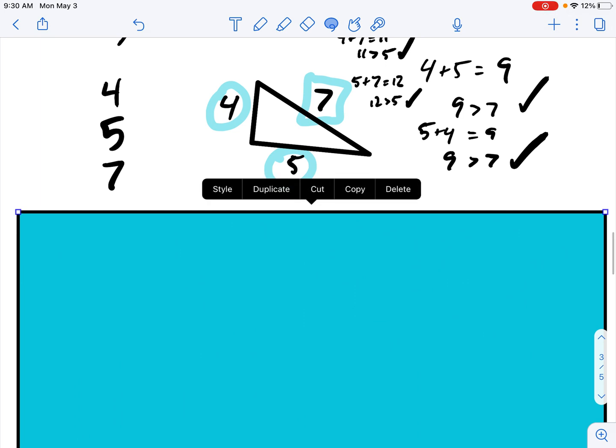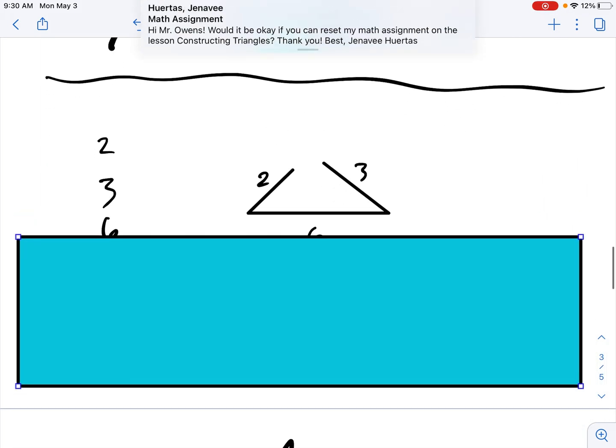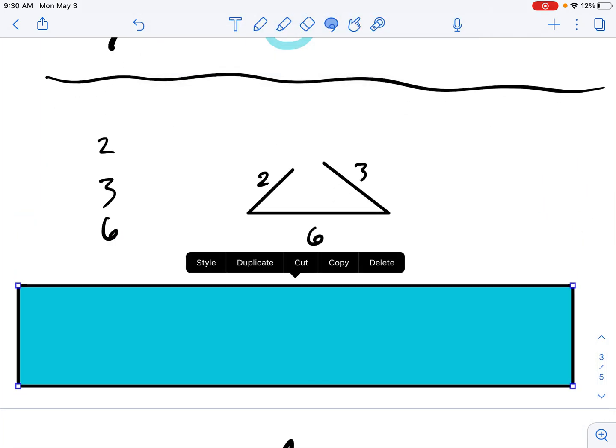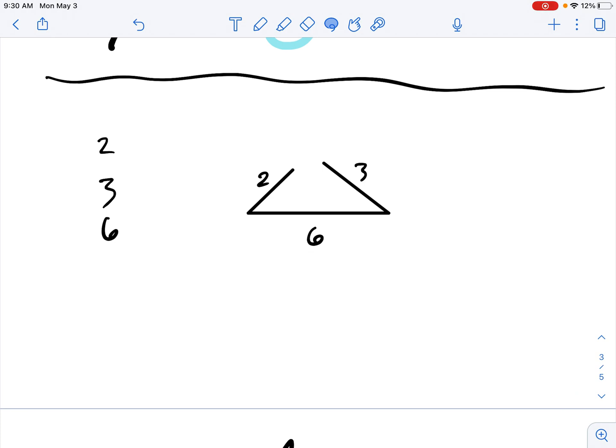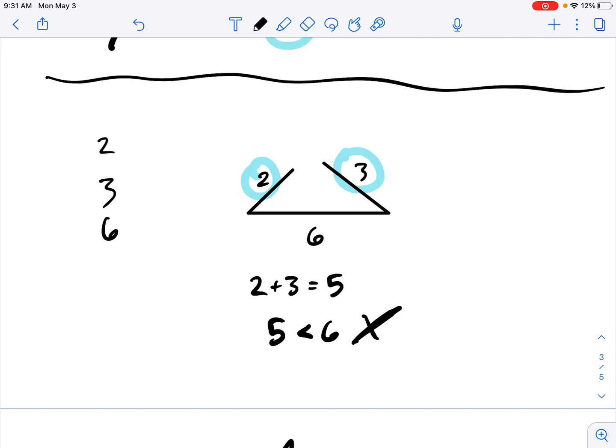So let's show you a non-example here. Here we have a triangle where the side lengths are 2, 3, and 6. So we could take the two smallest side lengths, 2 and 3, and say, is the sum bigger than 6? So 2 plus 3 is 5. Is 5 bigger than 6? No. So that means this is not a triangle. Not a triangle.